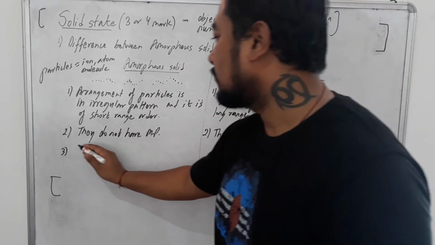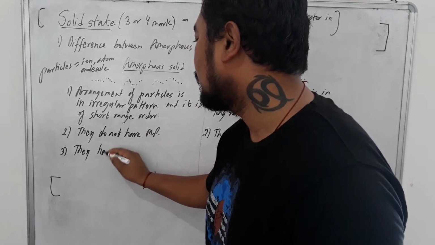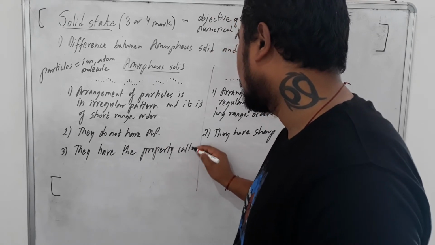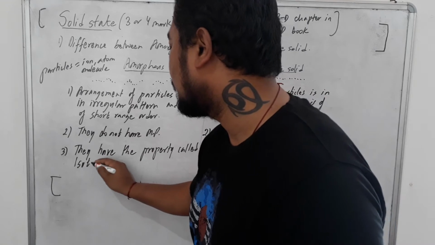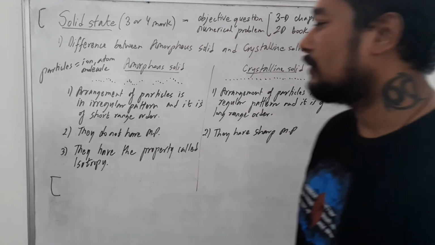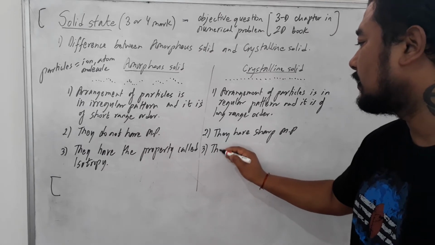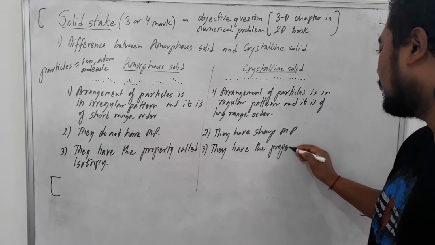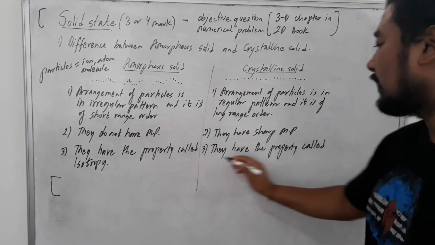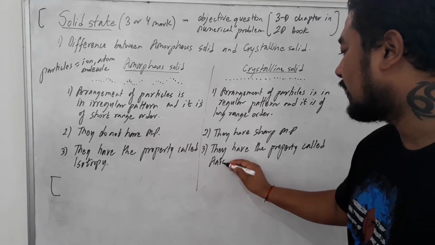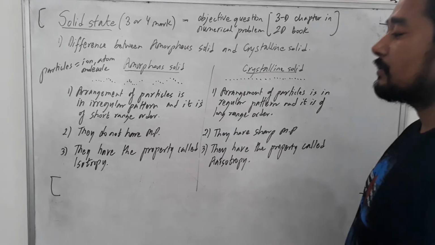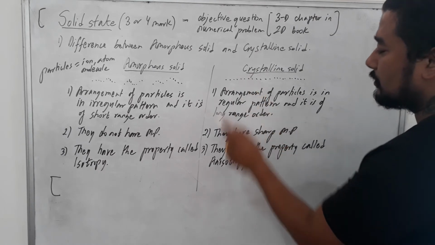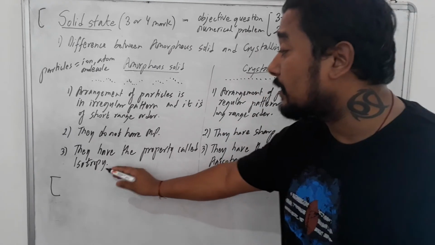Number three difference you can see is this one. Amorphous solids show the property called isotropy. Now here in crystalline solids, they have the property called anisotropy. So do remember, students, amorphous solids show the property called isotropy, whereas crystalline solids show the property called anisotropy. Now what is this isotropy and anisotropy?